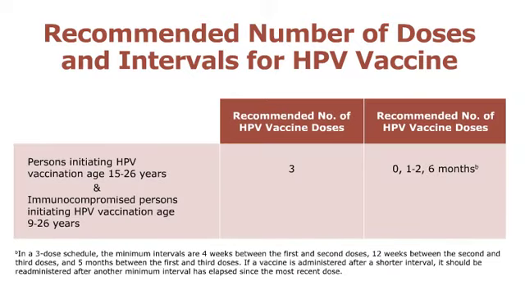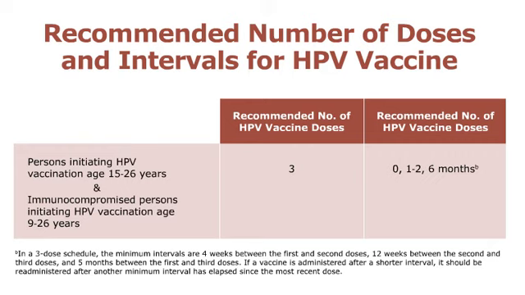For individuals initiating vaccination before their 15th birthday, the recommended immunization schedule is 2 doses of HPV vaccine. The second dose should be administered 6 to 12 months after the first dose. 6 to 12 month schedule. The minimum interval between the first and second doses is 5 months.